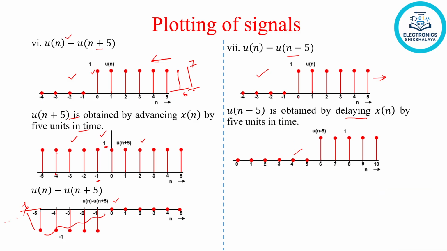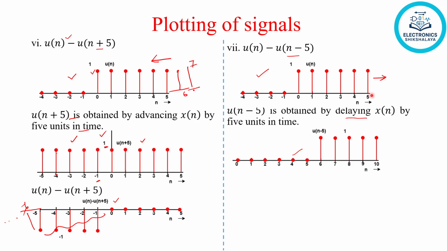At 0 you can see the u of n value is 1, but in this case the value is 0. So 1 minus 0. You can see at this 0 the value is 1, here the value is 0, so we get 1. Similarly, this is 1 and here the value is 0, so it will be 1. So up to 5 we can get 1.